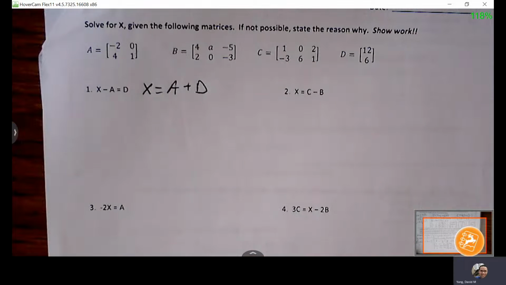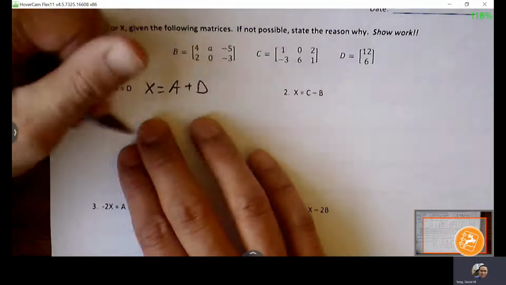So can I add matrix A and D together? Because the dimensions are not equal, right? It's okay to multiply matrices that don't have the same dimensions as long as the inner dimensions are the same, but with addition and subtraction, it's got to be exactly the same dimensions. Okay.